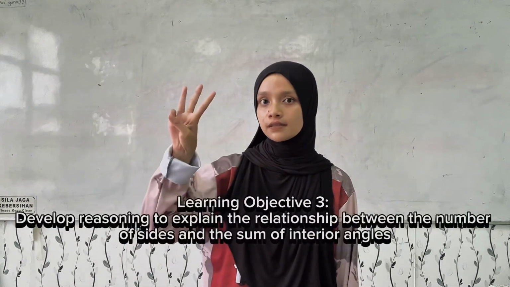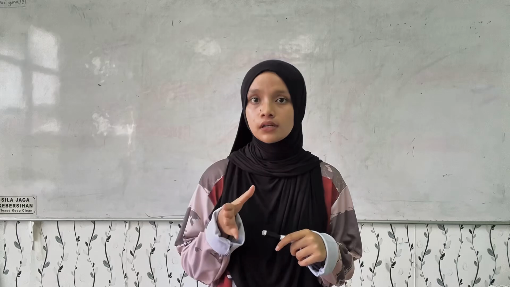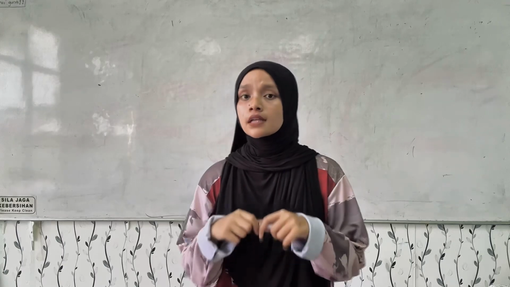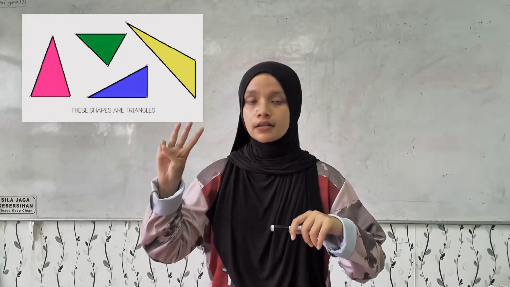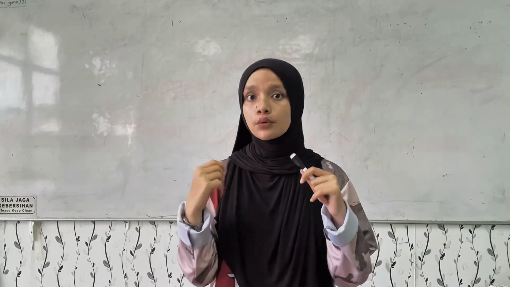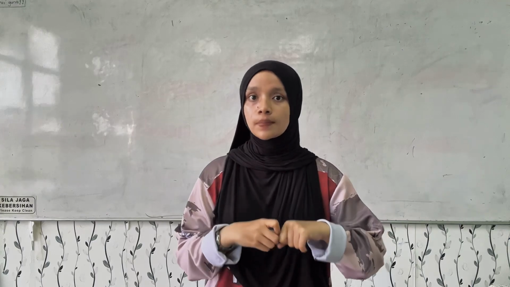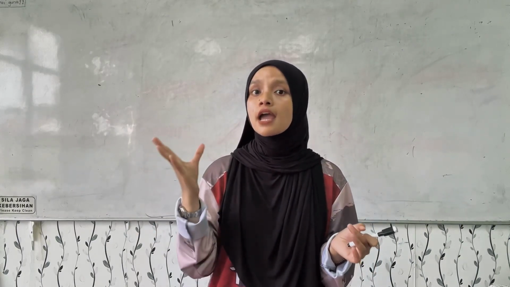Learning objective 3. Now let's think about this. Every time we add a side to a polygon, what happens to the interior angles? Let's start from a triangle. A triangle has 3 sides and its interior angles add up to 180. Add one side, and you get a quadrilateral. Now the sum is 360. Add another side for a pentagon, and it becomes 540. Do you see the pattern? Each time we add a side, the total increases by 180. That's why the formula works, because we are essentially adding a triangle every time.